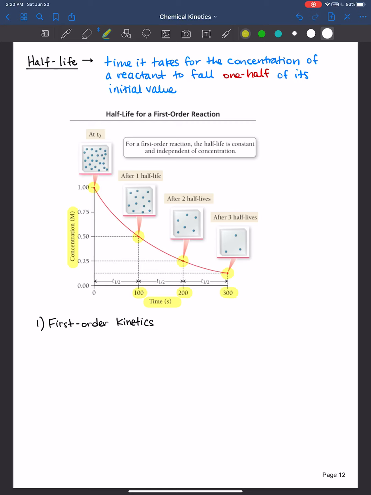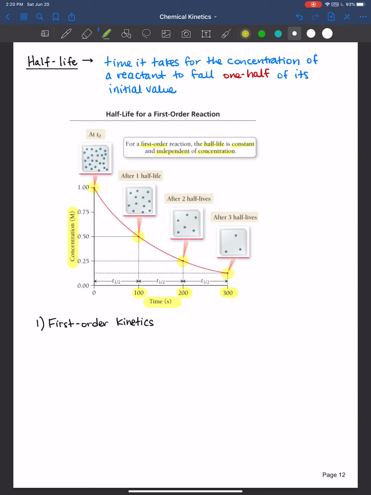And I just want to make note that this is only for a first order reaction, and that's unique to first order, that the half-life is constant. So for this one here, we saw every 100 seconds was the half-life. That's not always the case. That only occurs for first order kinetics, and for first order kinetics it is independent of concentration.